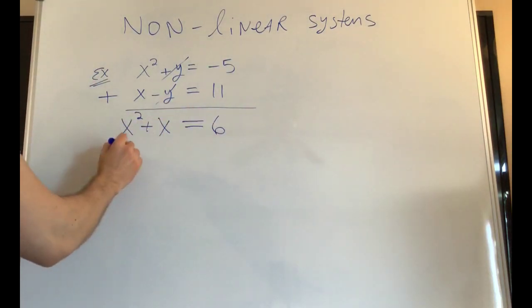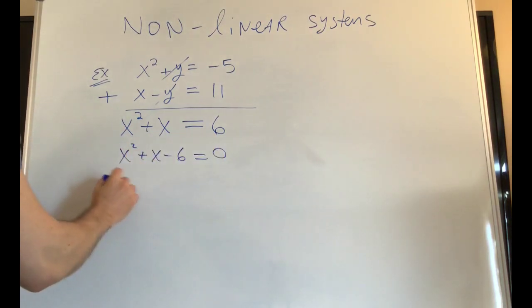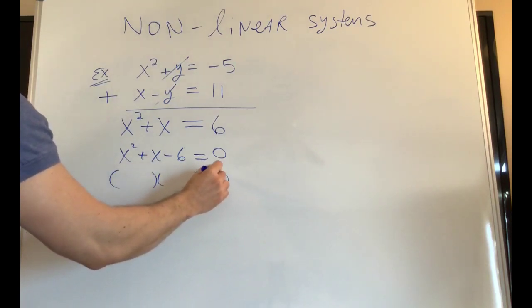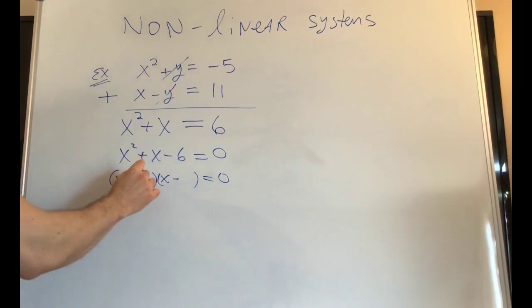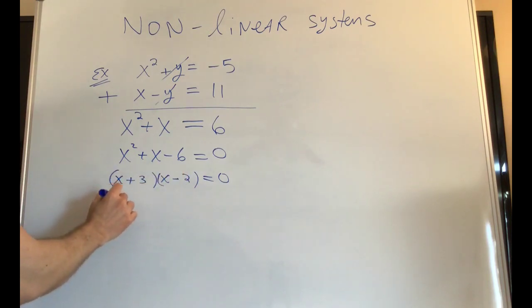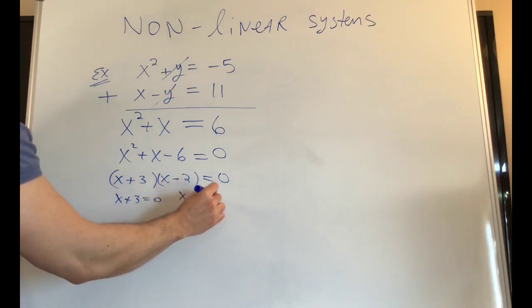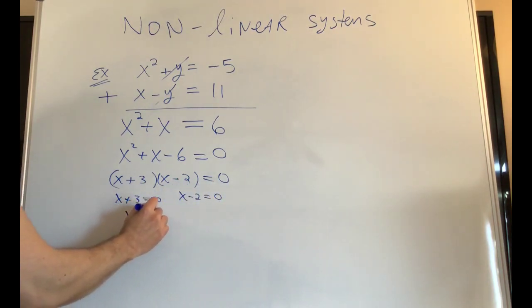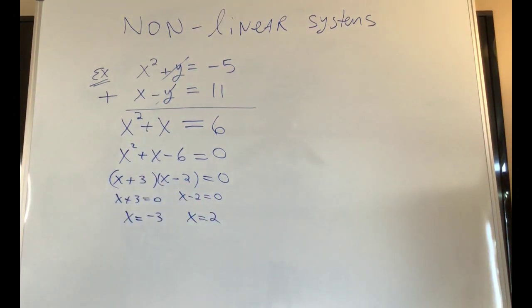Now I'm going to subtract the 6 over. I'm going to factor. Let's see. X and x. Let's see. I'm going to put this sign first. This one has to be the opposite. 6 and 1. 6 take away 1 is not 1. So I guess it's got to be 3 and 2. So this tells me that x plus 3 equals 0. Or x minus 2 equals 0. So I get x is negative 3. And I get x is 2. Yay! I'm all done! That was so easy.